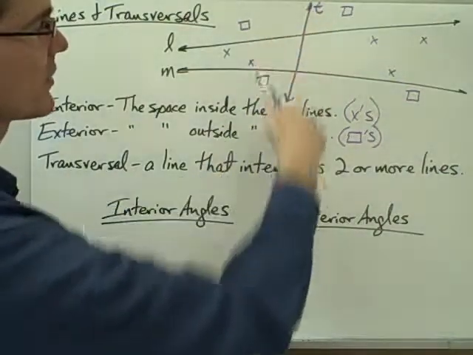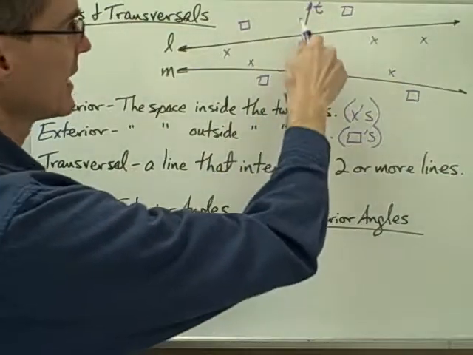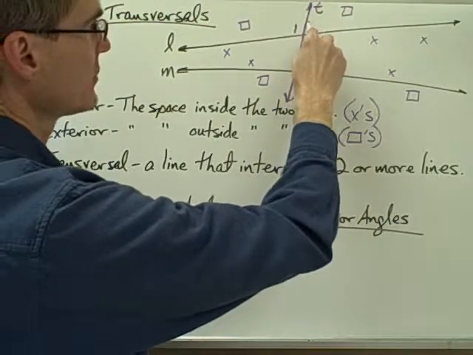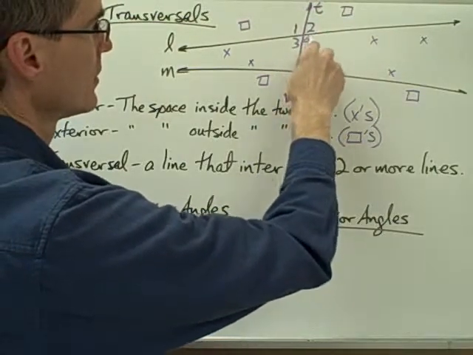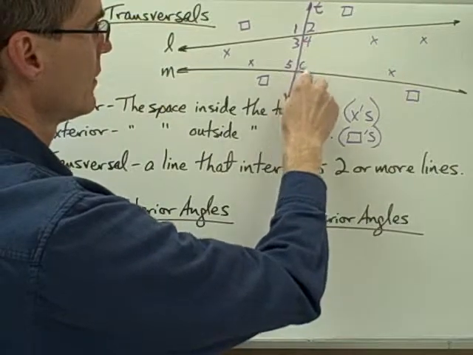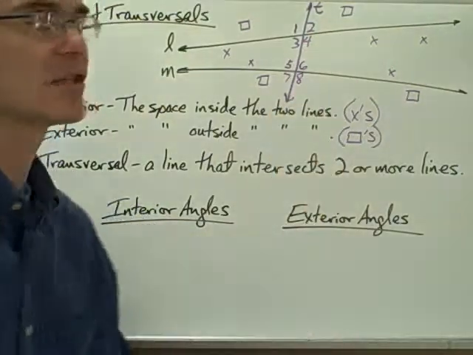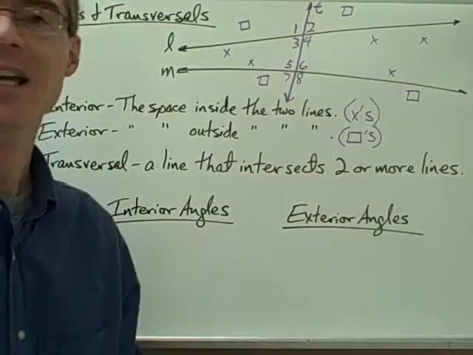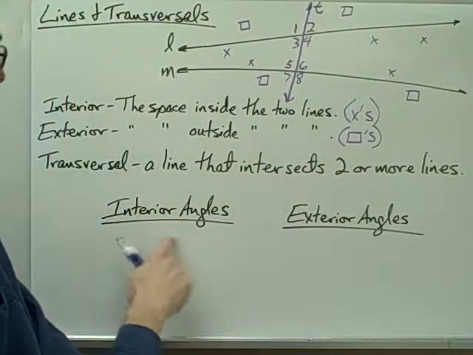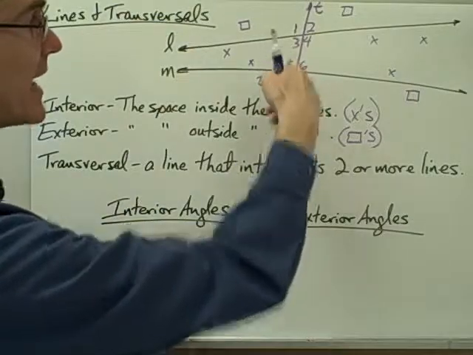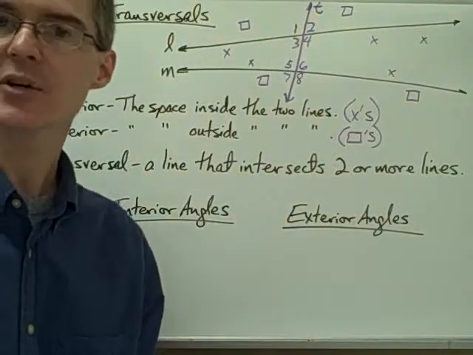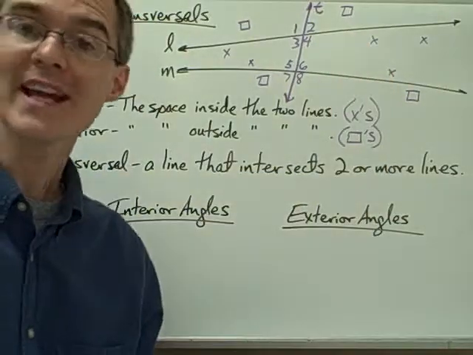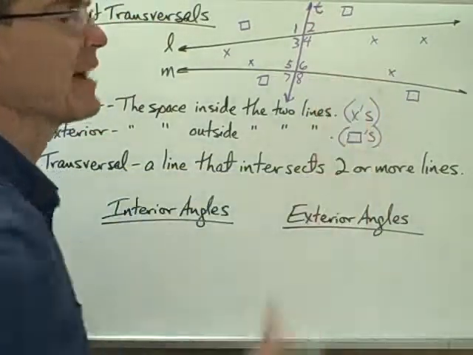And notice when I draw this transversal here, it creates these angles here. In fact, I'm going to go ahead and label these angles. 1, 2, 3, 4, 5, 6, 7, and 8. So when that transversal cuts those two lines, it creates these 8 angles. And I can also identify each of these 8 angles as being either interior angles, that is, they are inside these two lines, or they're exterior angles, which means they lie outside of the two lines.